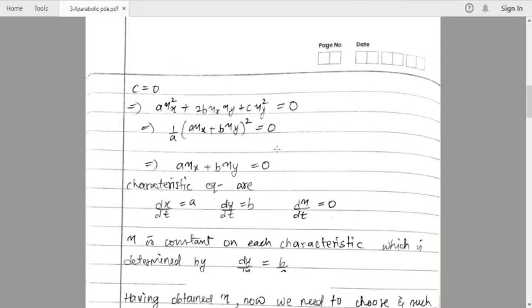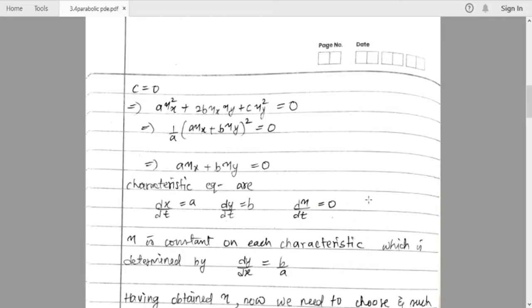Now this we can write in the form 1 by a into (a eta x plus b eta y) whole square equal to 0. It means that we have to solve the equation a eta x plus b eta y equal to 0. When we write the characteristic equation, we get dx by dt equal to a, dy by dt equal to b, and d eta by dt equal to 0. So d eta by dt equal to 0 implies that eta is constant on each of the characteristics, and characteristics are obtained by solving dy by dx equal to b by a. In this way we will get eta.